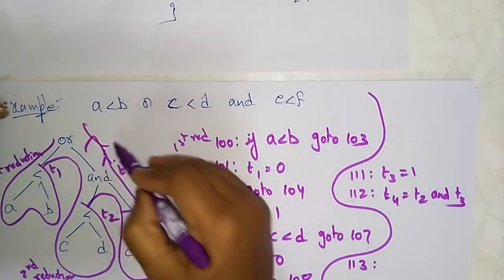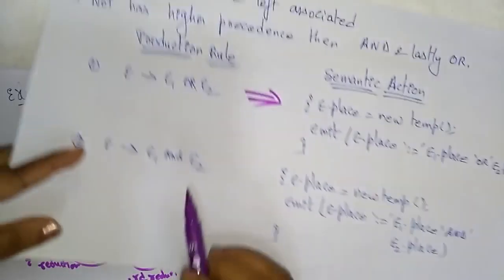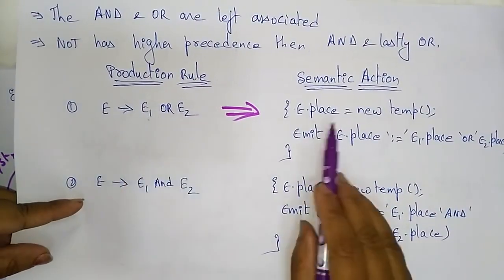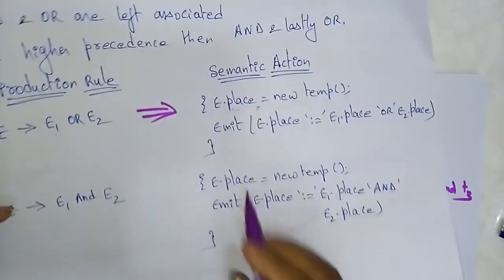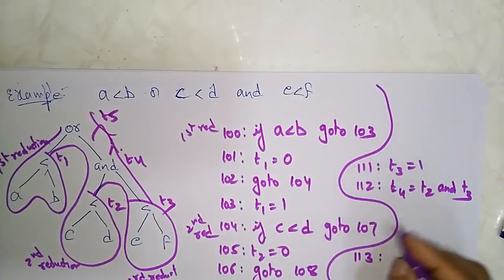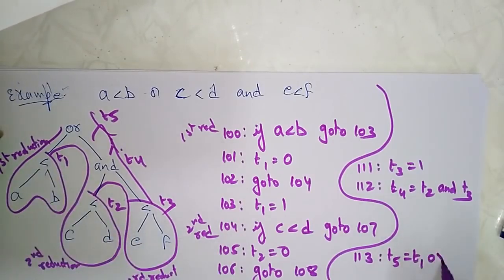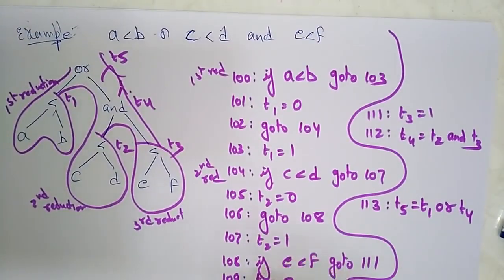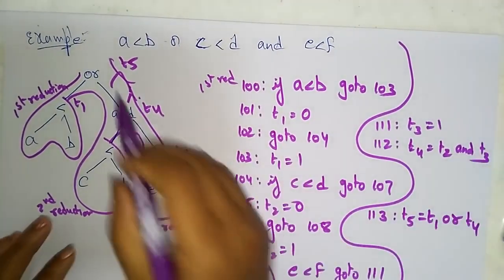So coming to the final one, T1 or T4. What is the action for OR? Just take a temporary variable. Let me take the temporary variable T5. So emit E dot place is equal to E1 dot place or E2 dot place. So 115: T5 is equal to E1 dot place, that is T1, or T4. This is how you execute and write the intermediate code for the given expression.